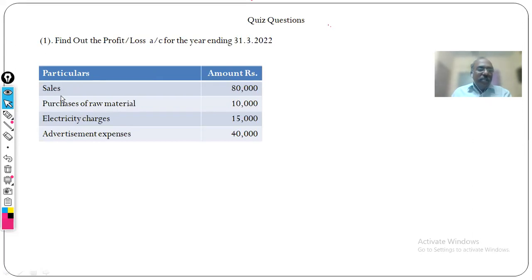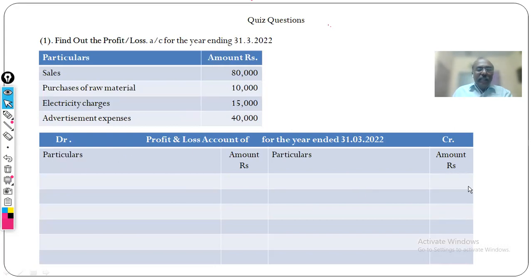So this is the first quiz question. Sales 80,000, purchase of raw material 10,000, electricity charges 15,000, advertisement expense 40,000. These details are given and we need to prepare the profit and loss account for the year ending 31/3/2022. When you are supposed to prepare a P&L account, we need to have two sides. The right side will be the income side and the left side will be the expenses side. And we need to have the heading for the account, that is, profit and loss account for the year ended 31/3/2022. The period will be given in the question, and you need to take the same period.